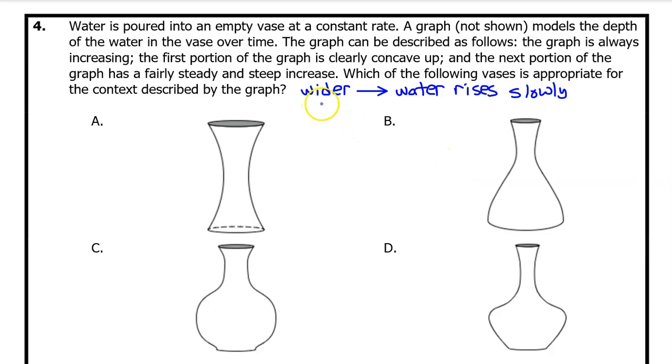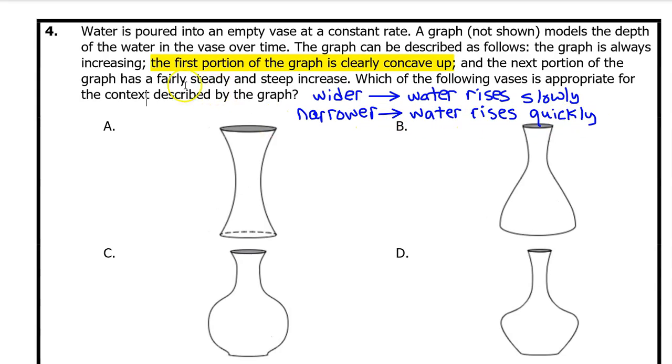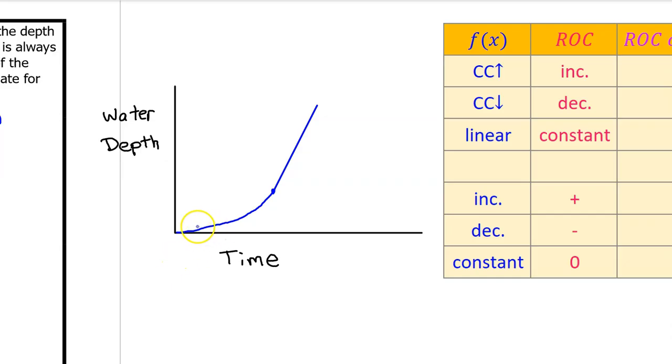Think about how the width of the vase affects the rate at which the water rises. For example, at places where the vase is wider, the water will rise more slowly. When the vase is narrower, the water will rise more quickly. We are told that the first portion of the graph is clearly concave up. Here is a graph of the depth of the water over time, and I've drawn it so that the first portion of the graph is clearly concave up.